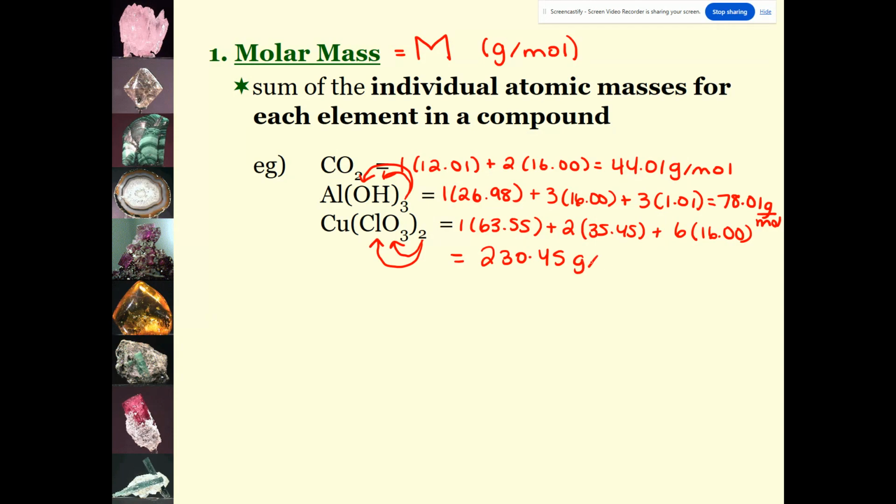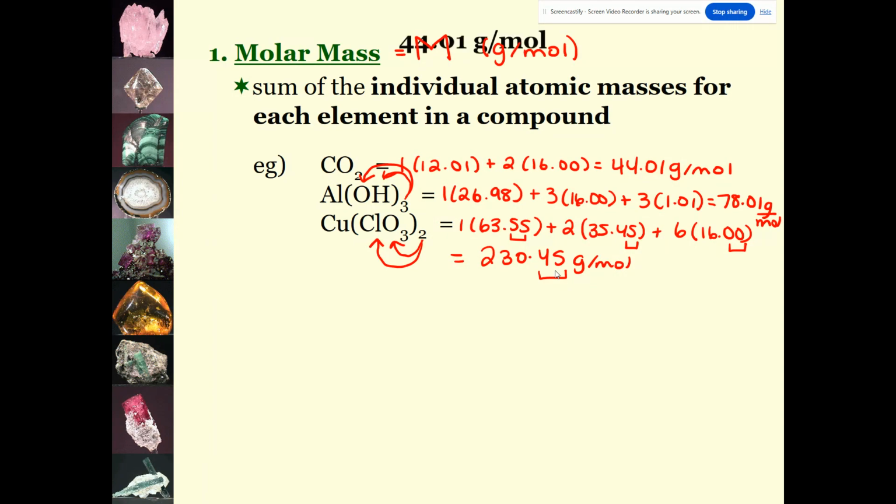230.45 grams per mole. Again, my sig digs are my decimal places. Everything had 2 decimal places in the masses that we were taking, the individual molar masses. So my final answer needs 2 decimal places. Okay? So that's a review for calculating molar mass.